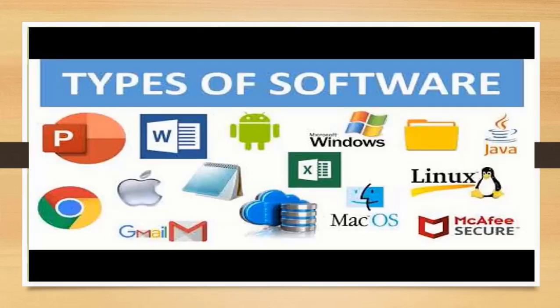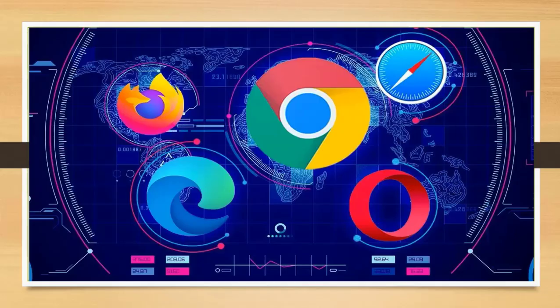Here you can see types of software: PowerPoint, Word, Android, Windows, Java. Here you can see Chrome, Firefox.